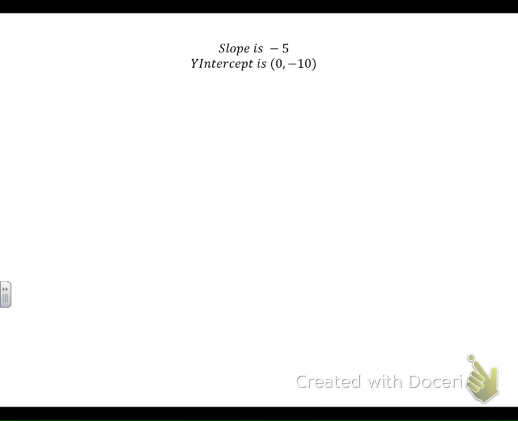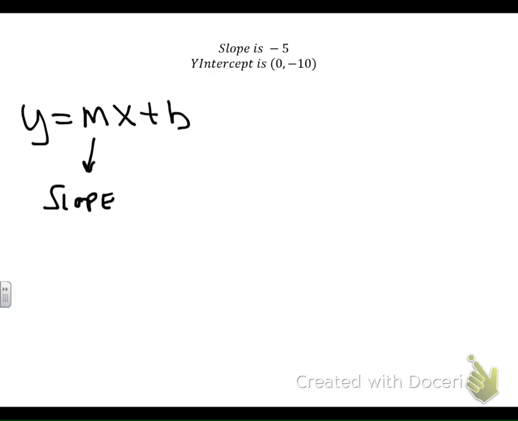Okay, I want to spend a second talking about how to write an equation when you're given various pieces of information. So the first thing that we need to know before we get started is our basic equation formula, and this is called our slope-intercept form. That's y equals mx plus b. That's where the m represents your slope and the b represents your y-intercept.